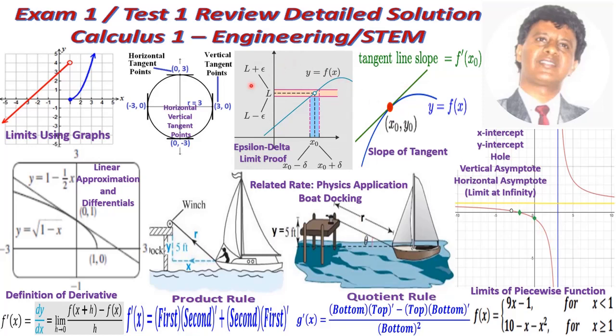We'll also use epsilon delta proof of limits. Okay. Then we'll move on to Chapter 2, which is the definition of derivative. We're going to use the definition of the derivative to find the derivative of basic functions.